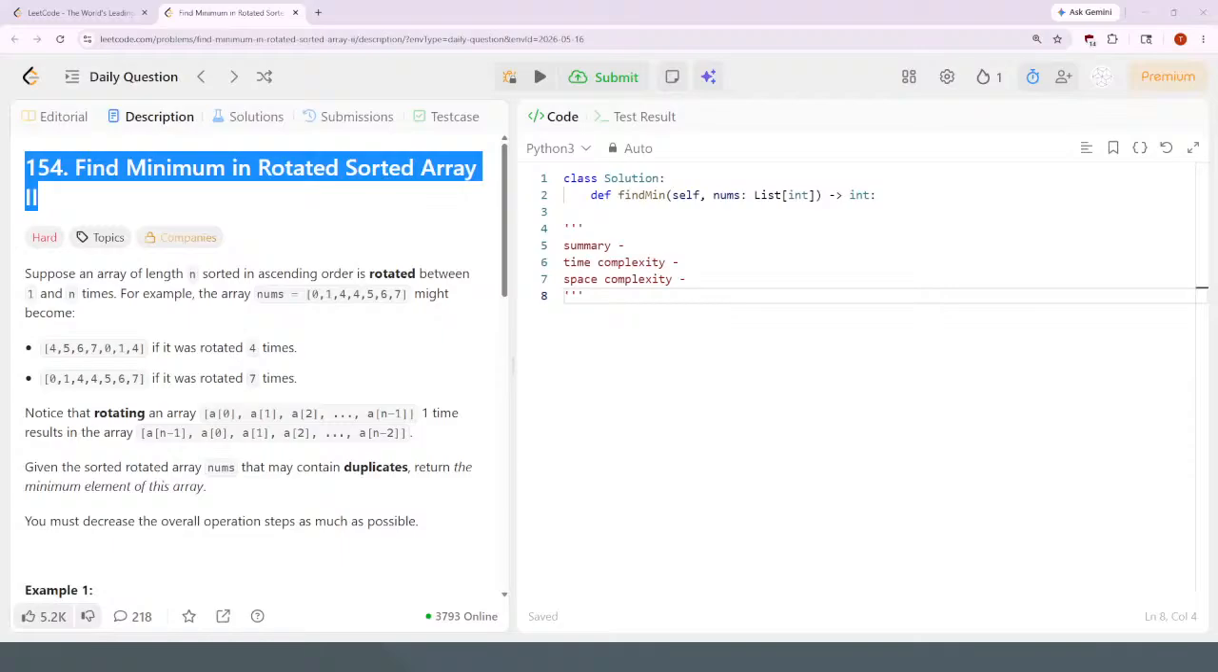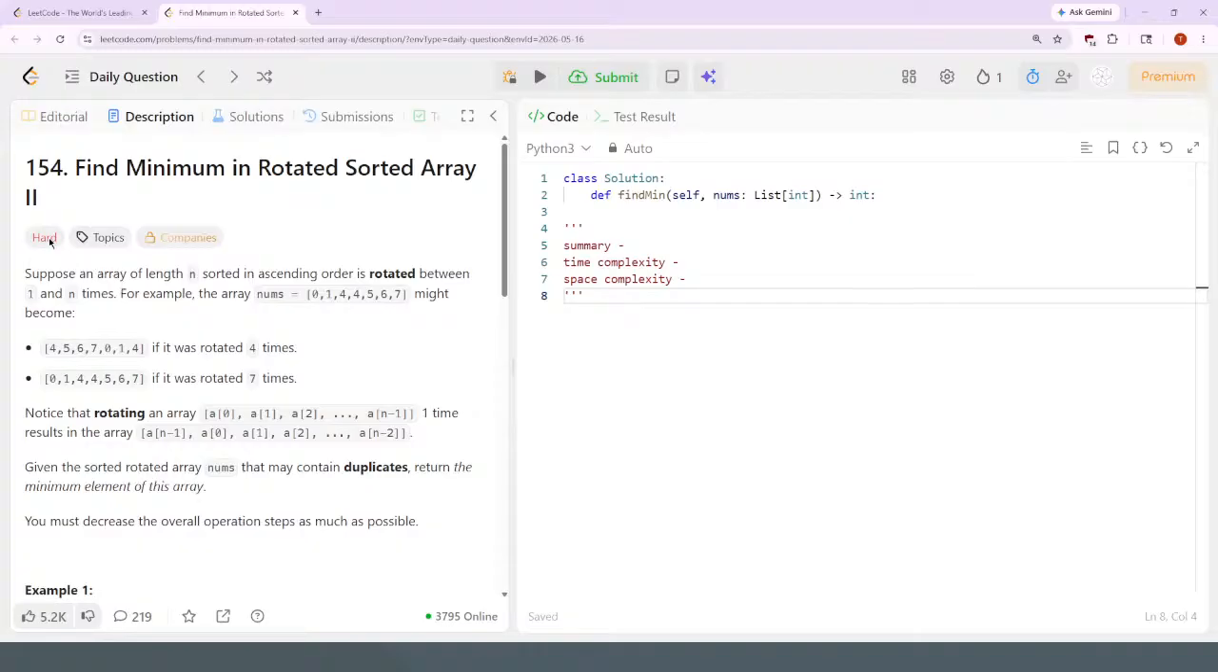Alrighty, let's see what we got here. Looks like there was a part 2 from yesterday. Hard, find minimum in rotated sorted array.